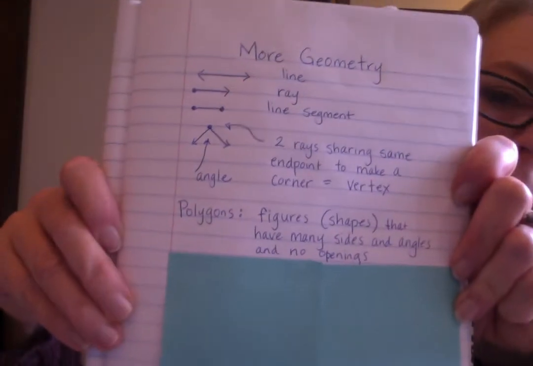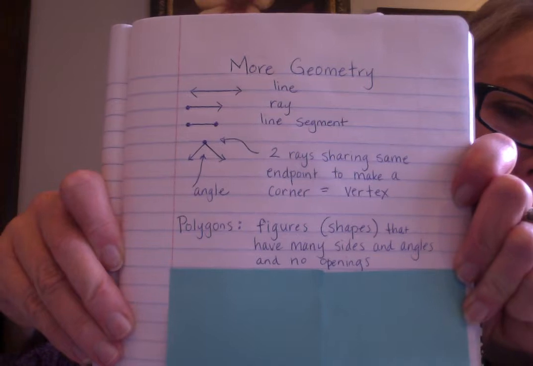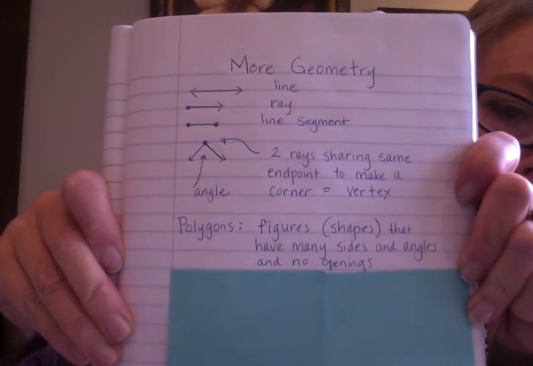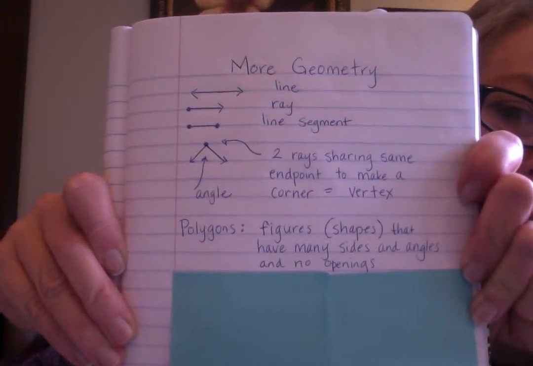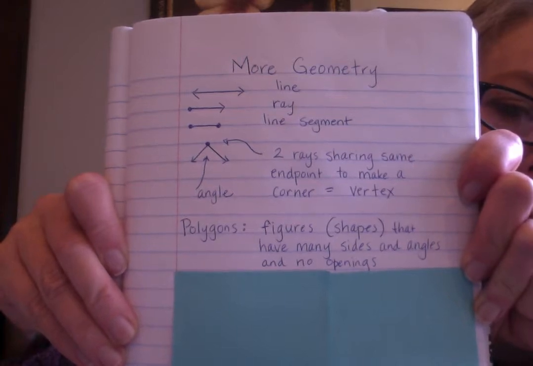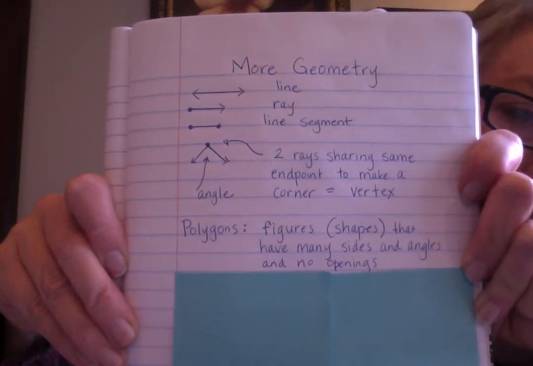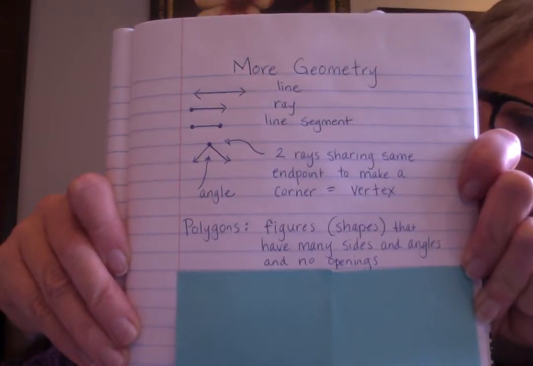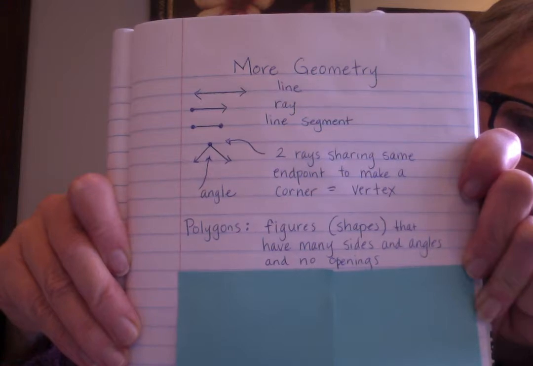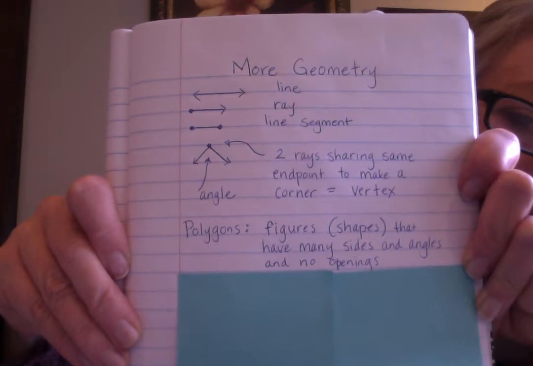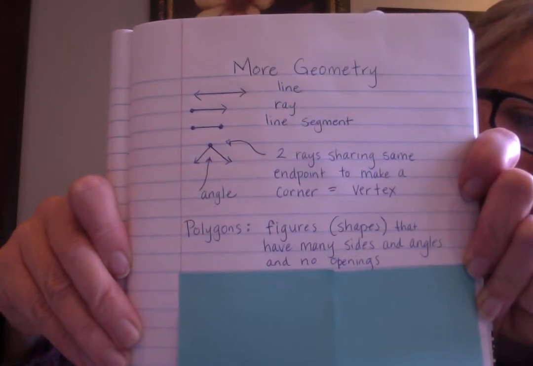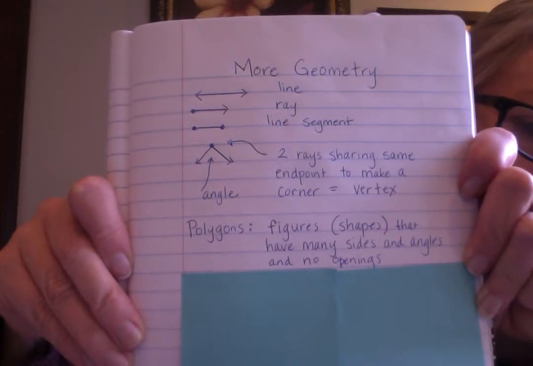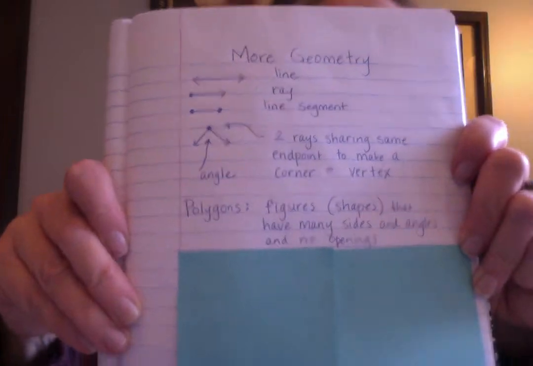Let me see if I can hold it still for you. Okay, so polygons means figures, and then another word for figures is shapes, so we put that in parentheses, that have many sides and angles and no openings. Polygons are figures or shapes that have many sides and angles and no openings. Okay, if you're not done with that, press pause so that you can catch up with that. And I'm going to move on.